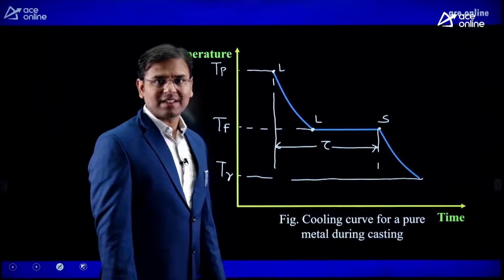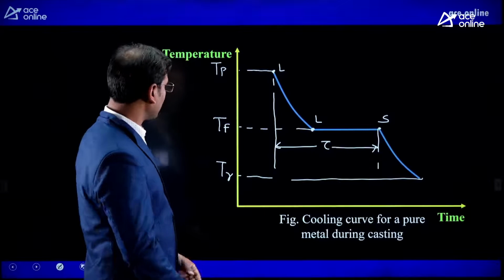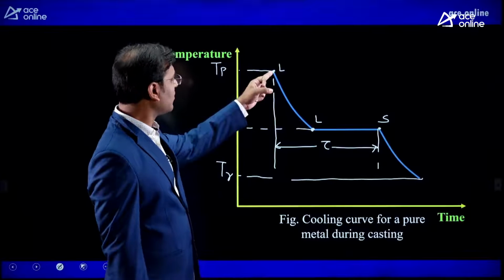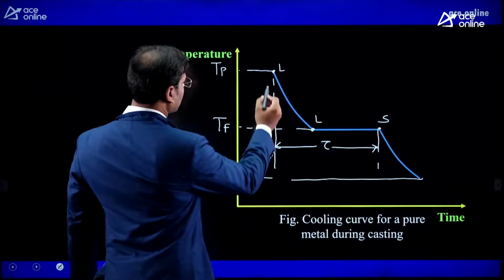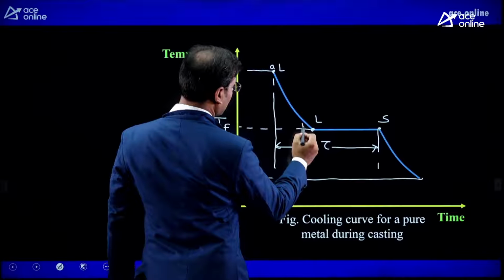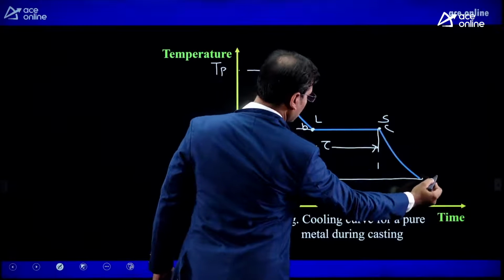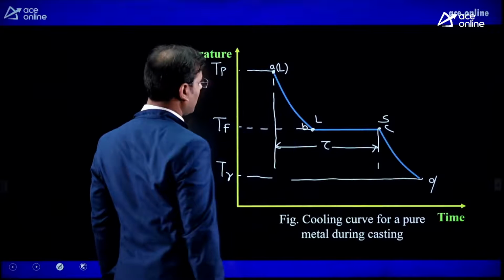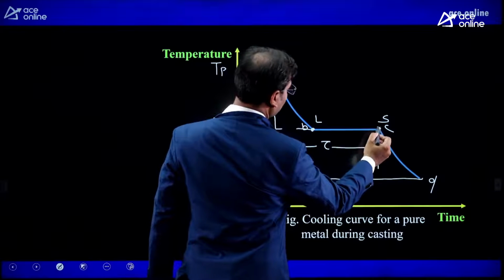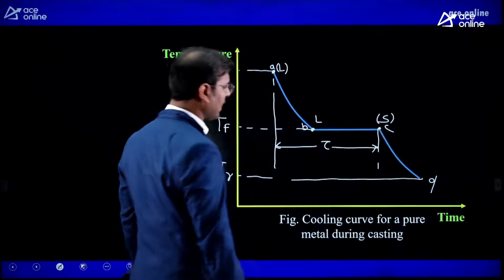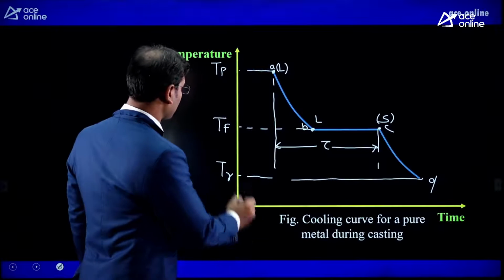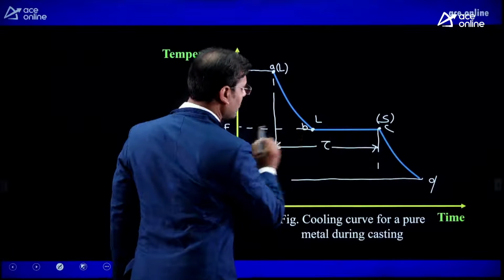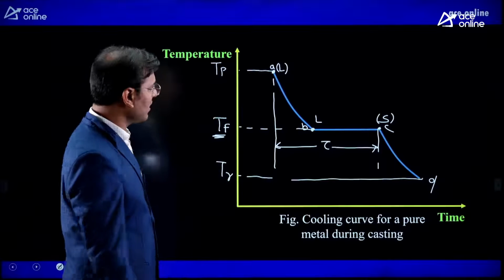Then tell me, where is the solidification going to start? The solidification is going to start at this point. At this point I am writing A, here B, here C, here D. At point A the solidification starts, and at point C the solidification is going to end. What is point C? Freezing temperature as a solid.